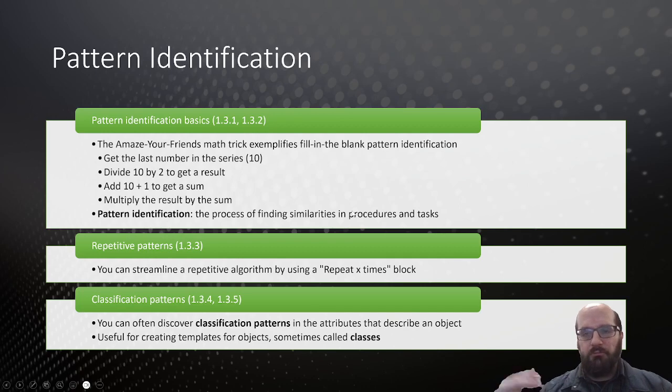There are repetitive patterns. If something happens more than once in a program, you might want to do a method call and probably an iteration. There's classification patterns where you can find similar attributes that might be able to put things into one object class.